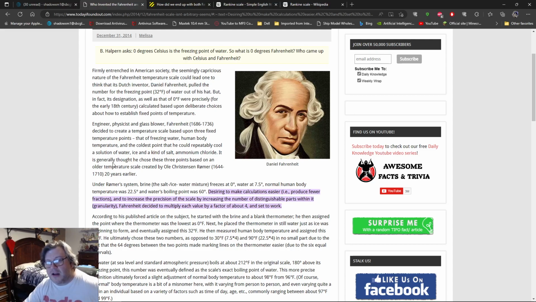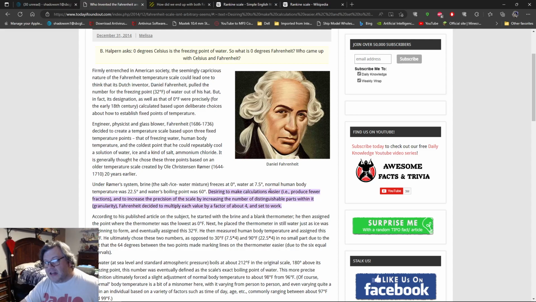It is generally thought that he chose these 3 points based on an older temperature scale created by Ole Christensen Romer, 1644 to 1710, 20 years earlier. Alright, under Romer's system, brine, the salt ice water mixture, freezes at 0 degrees. Water at 7.5 degrees. Normal human body temperature was 22.5, and water's boiling point was 60.